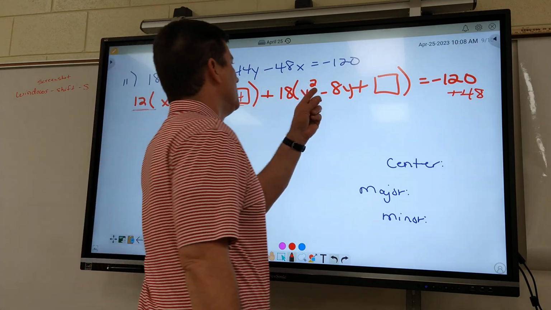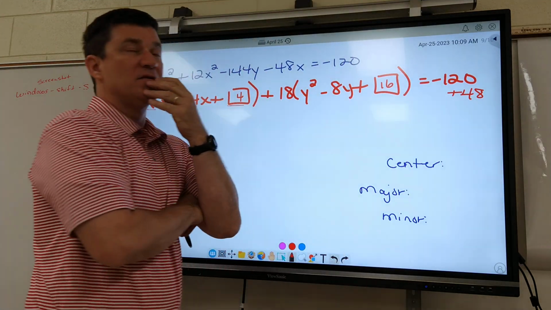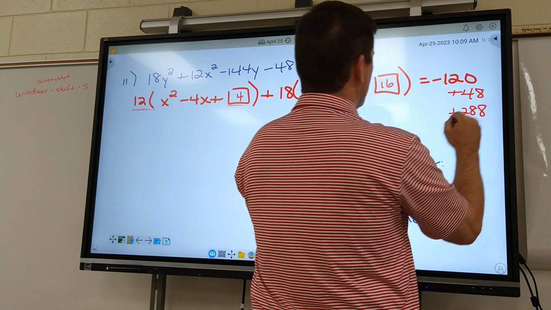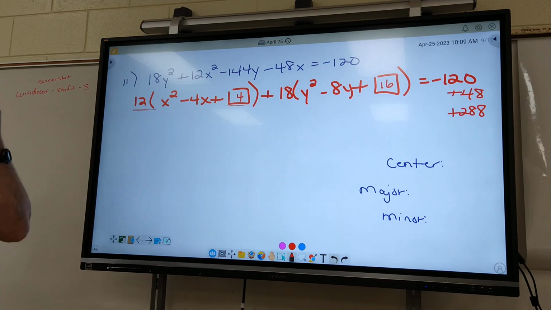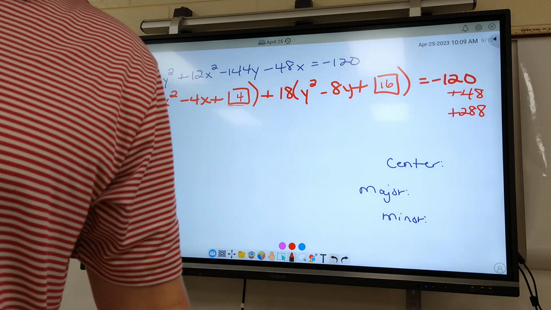All right, half of 8 is 4, squared is 16. Wow, I need some help here. What's 288? So I need a plus 288 there. Does everybody see how I got 288? Let's give y'all a chance to do the next step. I think y'all are getting better at this.